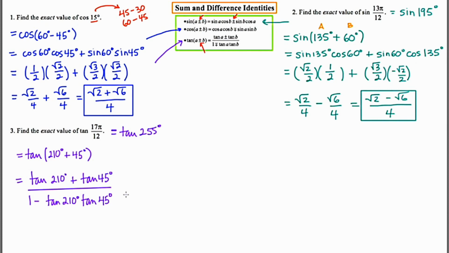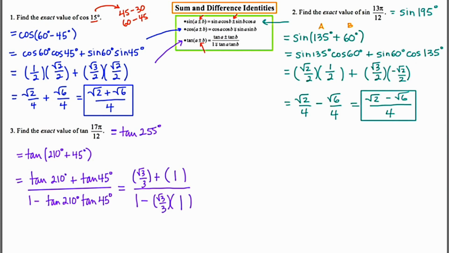Now I'm going to set up all my little blanks so that I can keep some organization in this problem. Doing some of the easy ones first, I know that the tangent of 45 is 1, so I'll go ahead and make that substitution. I know that 210 is in the third quadrant, and that tangent will be positive in the third quadrant, and there's a reference angle of 30, which gives me root 3 over 3.